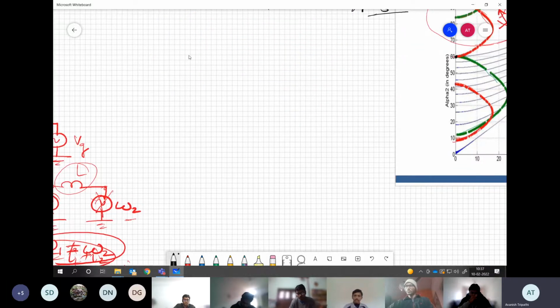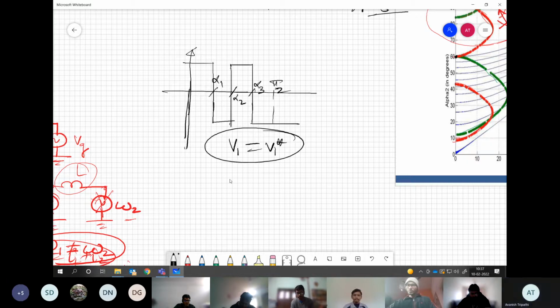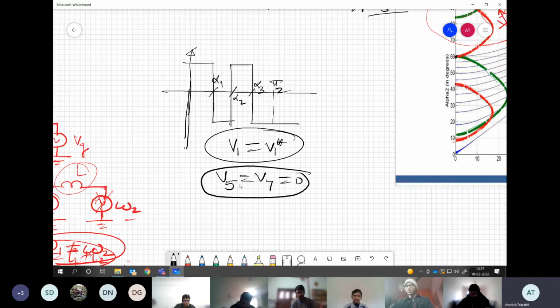Understanding my point? If you want to include more harmonics in the elimination, you should have more degrees of freedom. For example, if I go for 3 switching angles per quarter, I have, let's say, alpha 1, alpha 2, alpha 3. Now I have the freedom to eliminate 2 harmonics apart from maintaining the fundamental at the desired value. So for example, I can say that V5 and V7 both are going to 0, and then I am maintaining this. And of course, the inequality is valid here as well.